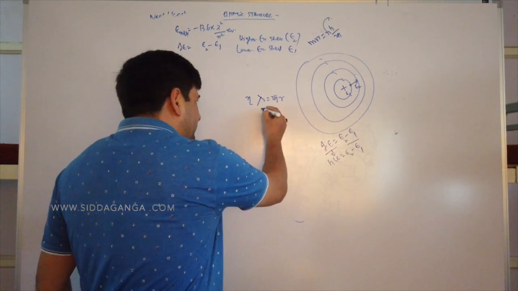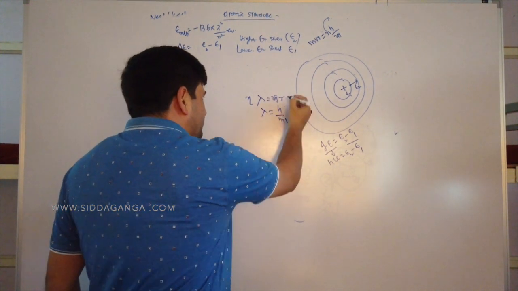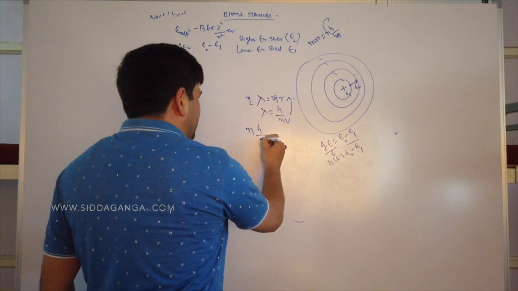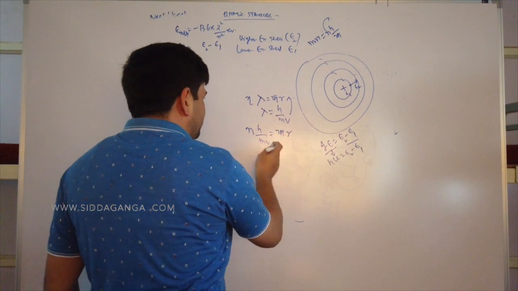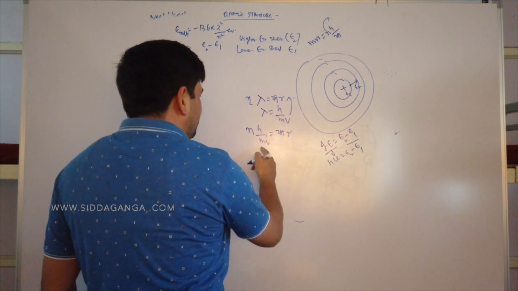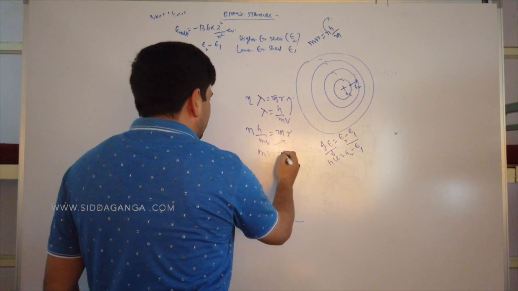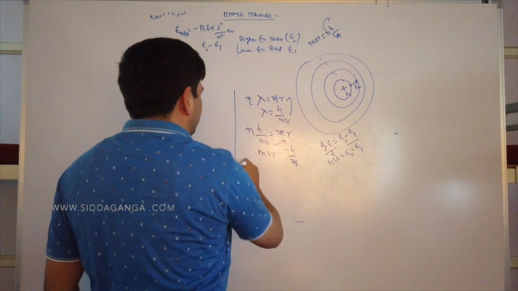Also, according to de Broglie's equation, we know lambda equals h by mv. So introduce this equation here. What do you get, children? n h by mv equals 2 pi r, right or not? So rearrange the equation: mvr equals nh by 2 pi. This is the formulation.